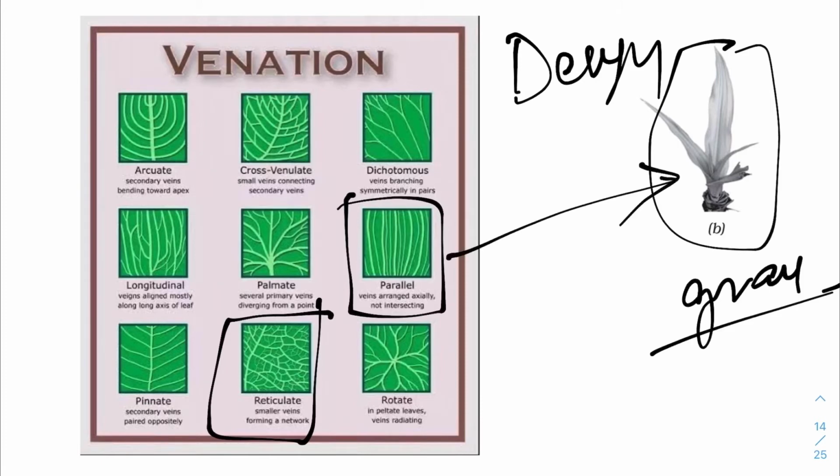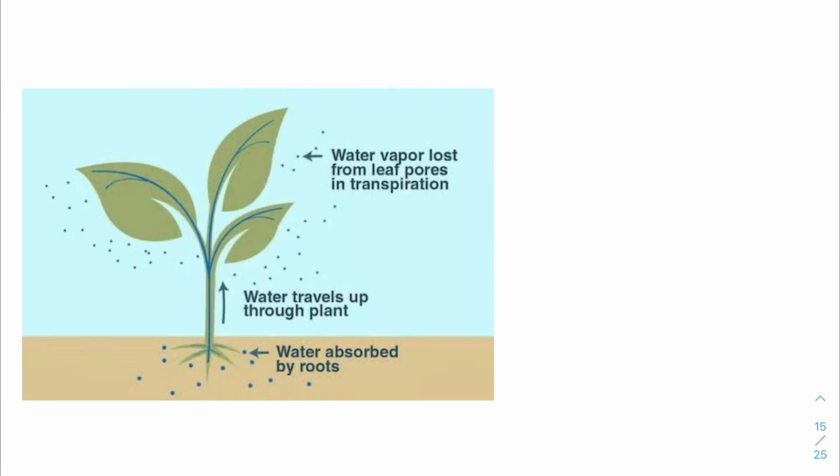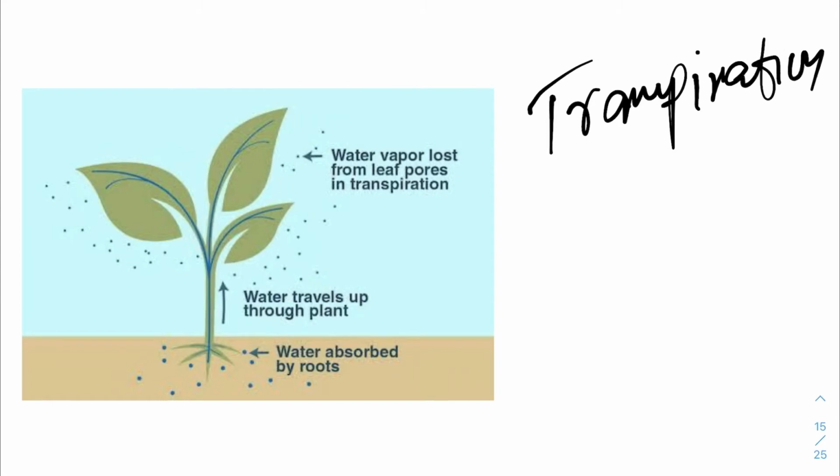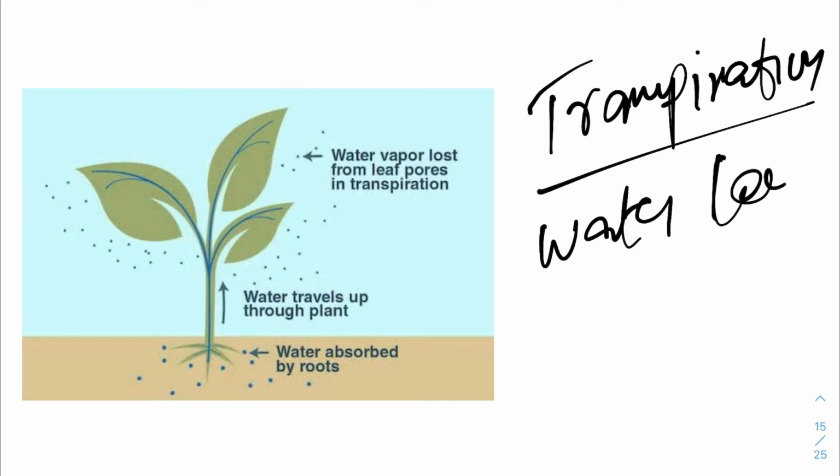Here are different kinds of venation. Only two are mentioned in our book, so we'll look at these two only. You can look at the picture and see different kinds of venation here. Now, water comes out of the leaves in the form of vapor by a process called transpiration. Plants release a lot of water into the air through this process.